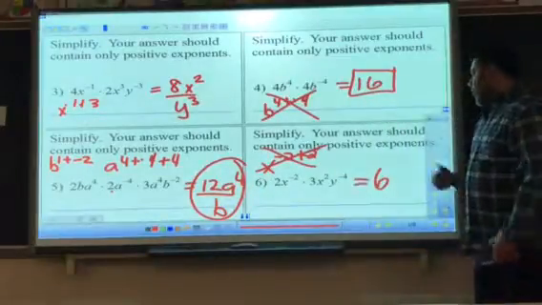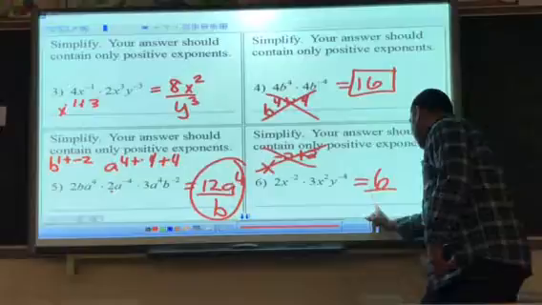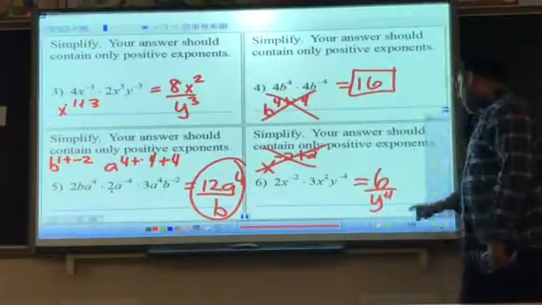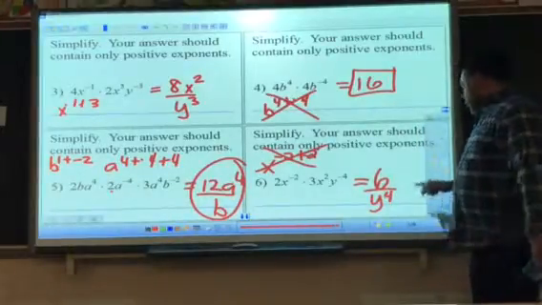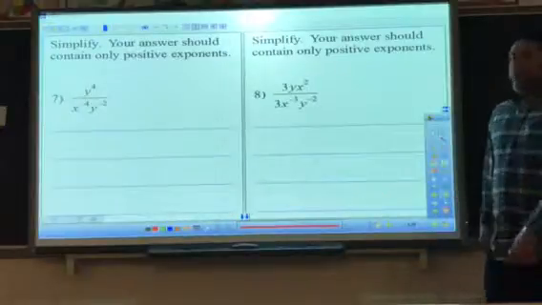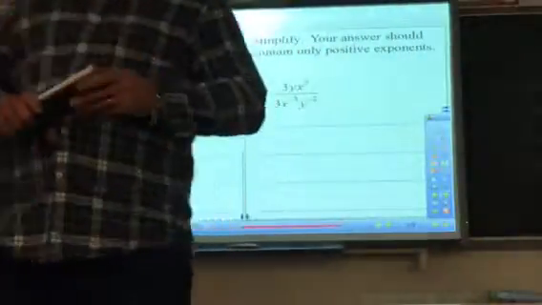My y doesn't have a buddy, but it is a negative exponent, so I have to move it. Make sure I put that on the bottom of my fraction. Okay? Now, those are the multiply problems. Let's go ahead and look at the divide problems now.